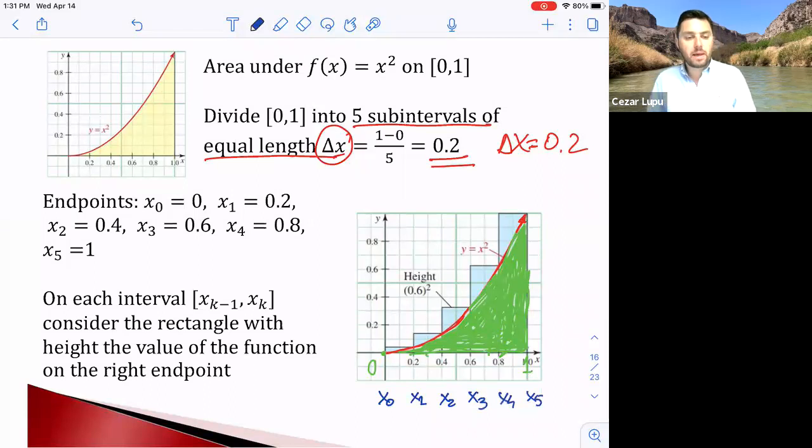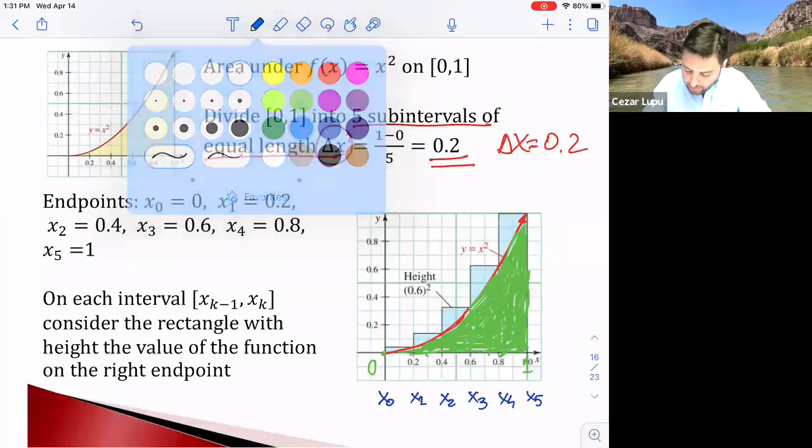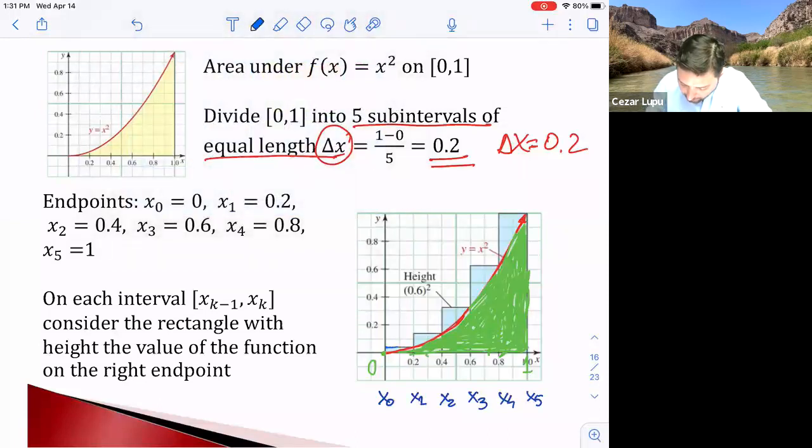And now, if we pick each subinterval, on each subinterval from x_{k-1} to x_k, we consider a rectangle with height the value of the function at the right endpoint. And look here. Look at these rectangles here. What can I use? All right, let me go with this one. Look at this rectangle here. And also look at this one here.